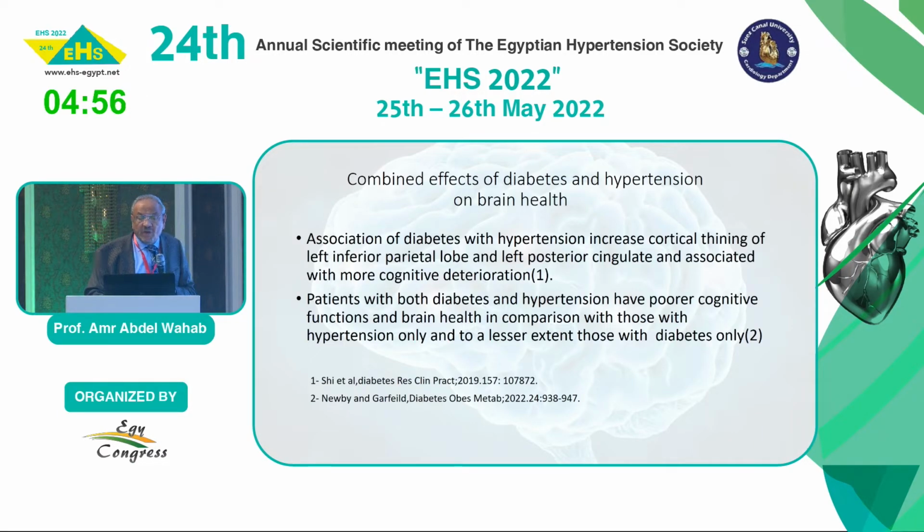Now, the combined effect of both. We already discussed the cerebrovascular problem, and now we're going to discuss what the combined effect of diabetes and hypertension does. The association of diabetes with hypertension increases cortical thinning of the left inferior parietal lobe and left posterior cingulate, and is associated with more cognitive deterioration. The most recent study, the UK Biobank study, showed that patients with both diabetes and hypertension have poorer cognitive function and brain health in comparison with those with hypertension only, and to a lesser extent, those with diabetes only.